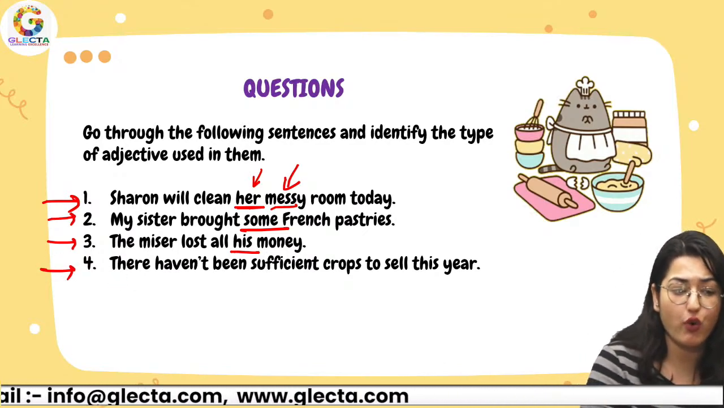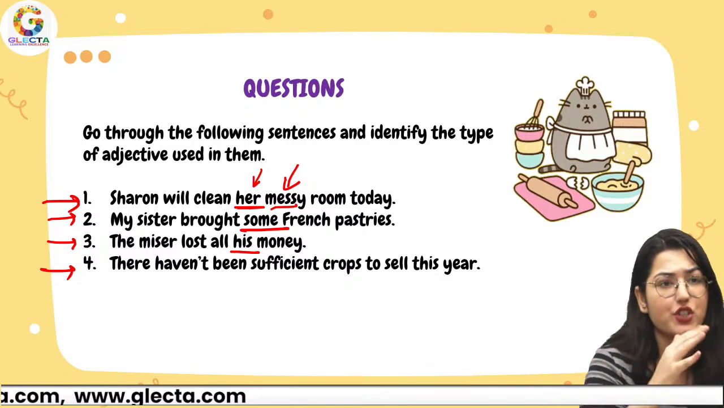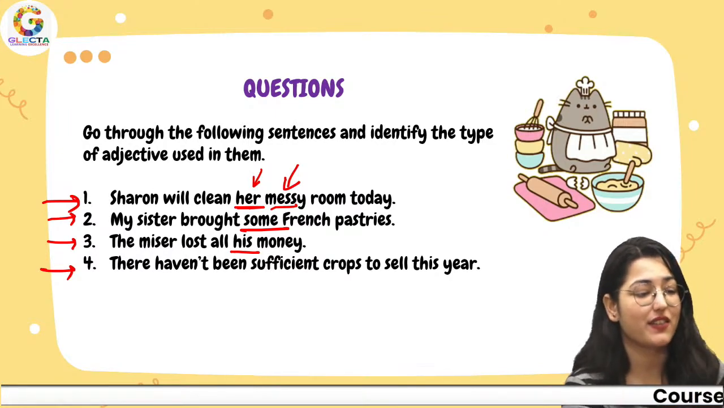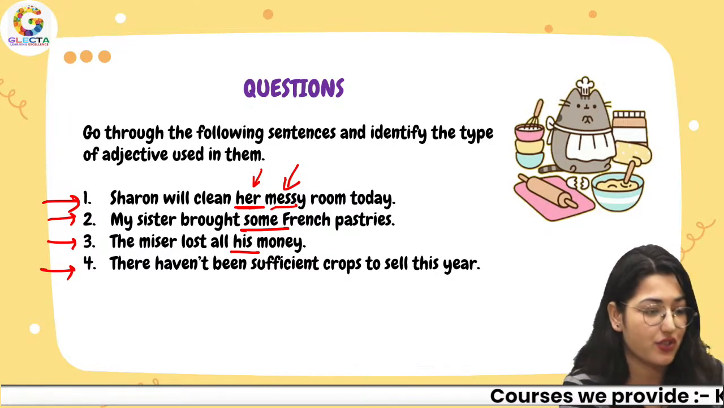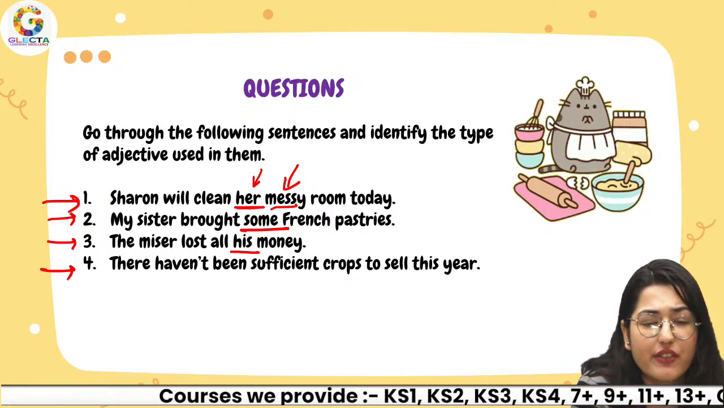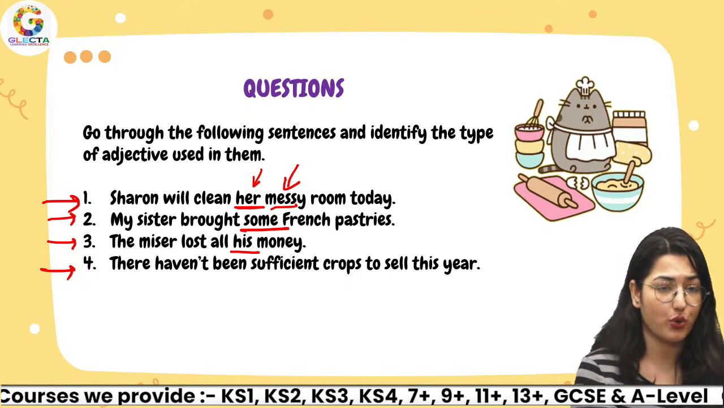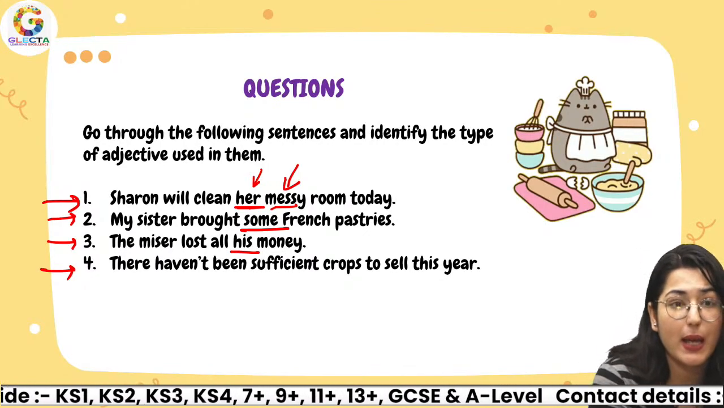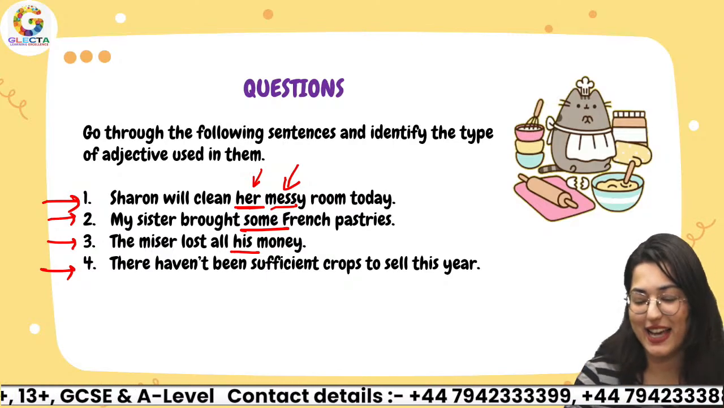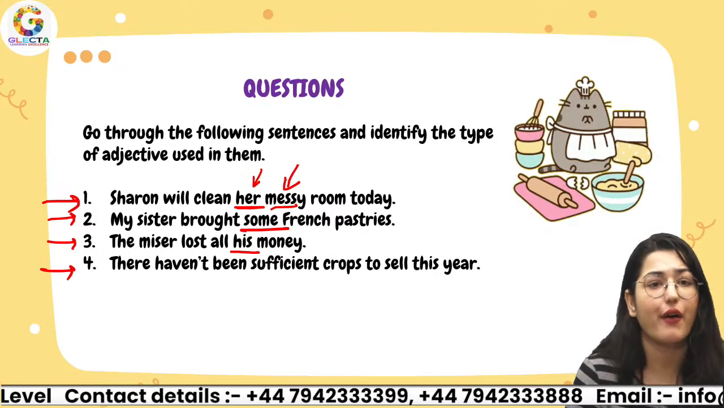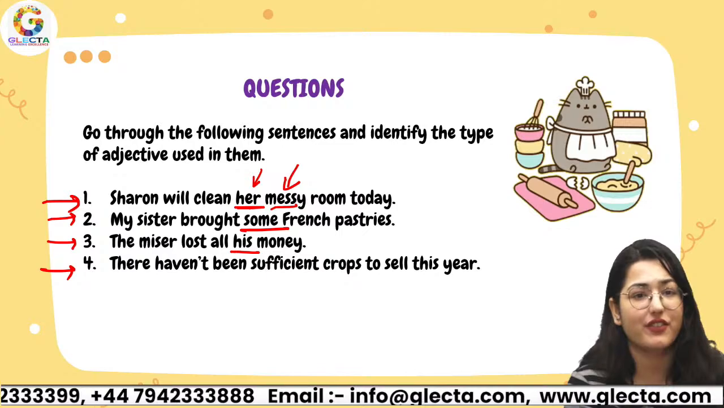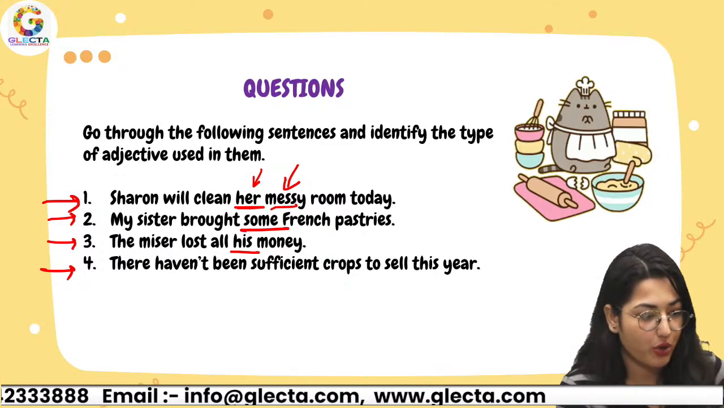Can you tell me in number four which word is an adjective and which type of adjective? Anyone? Toys R Life is saying that my is possessive. Yes, my is possessive. My sister. So my is a possessive adjective. Okay, some quantity, French quality. Some is a quantity, French is also quality. Yes, very good, because it tells you the specific type of something. Yes, amazing. Some quantity, French. Yeah, I have received it. Very good. Some is a quantity.